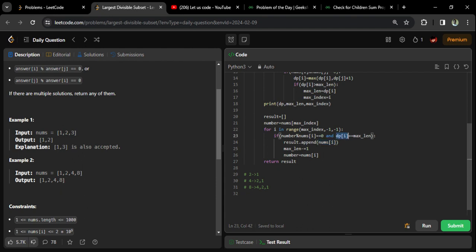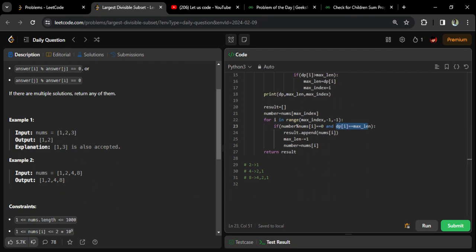See why I'm doing like this. Try to understand this fact. As we saw in this case, for example, 2 and 3 both have the same dp of I value. So to ensure that nothing unwanted comes into our answer array, we are using these two conditions. First, it should be satisfied, the division should also be there. At the same time, the dp of I also should be equal to max length. Okay, update it here.